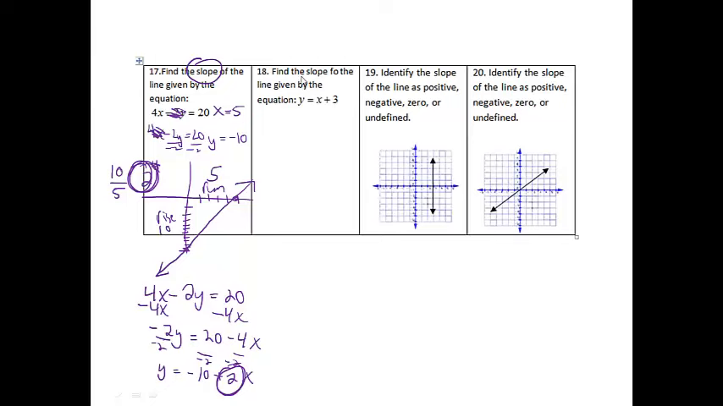Right, number 18, find the slope of the line given by the equation y equals x plus 3. Well, we know that the slope is always the number in front of the x, so it's going to be this right here. There's no number in front of the x, so we can put a 1. So we know that our slope will equal 1.